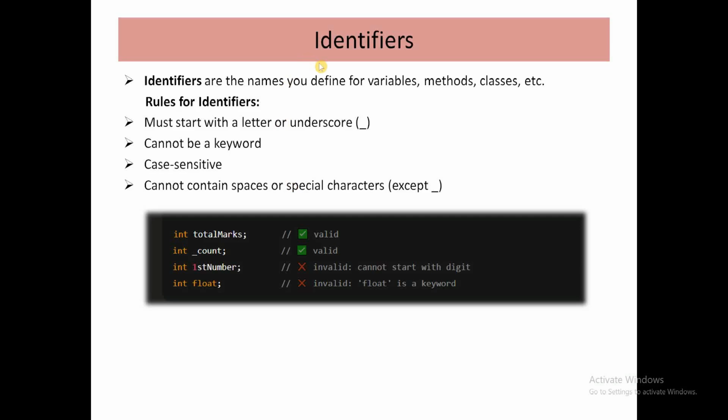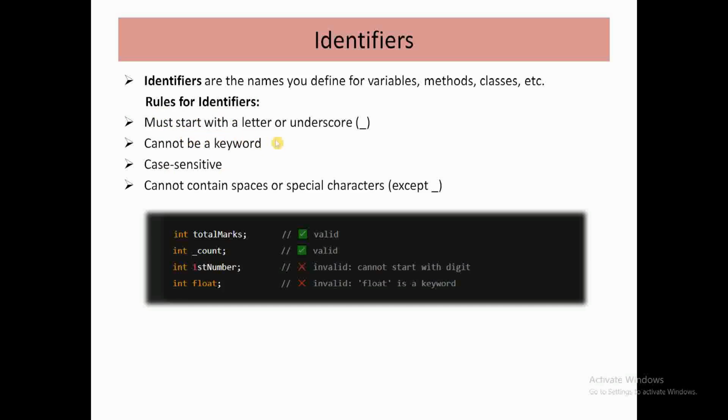Our next topic is identifiers. Identifiers are the names you define for variables, methods, and classes. Identifiers are the names of the variable. If we put any variable name, then that variable name is the identifier. If we want to use an identifier, we have to follow these rules.